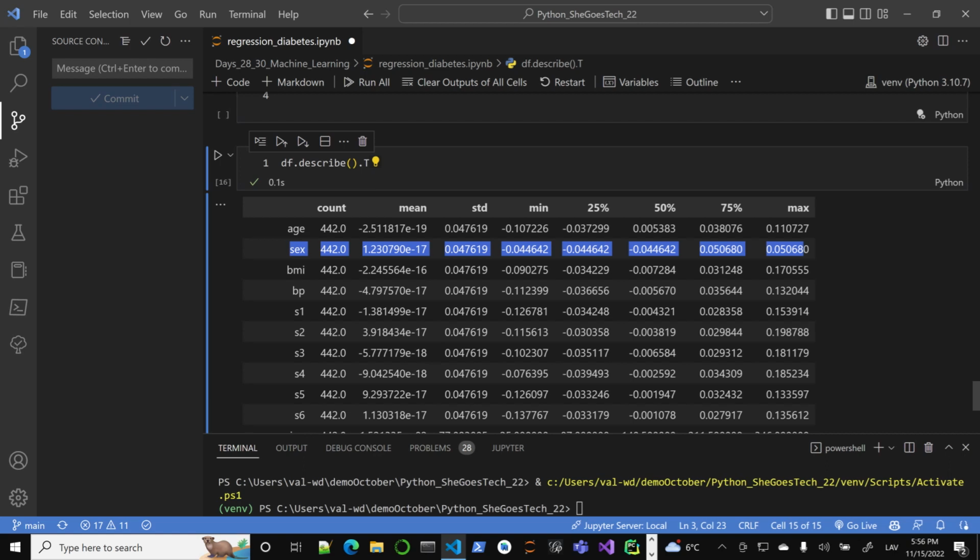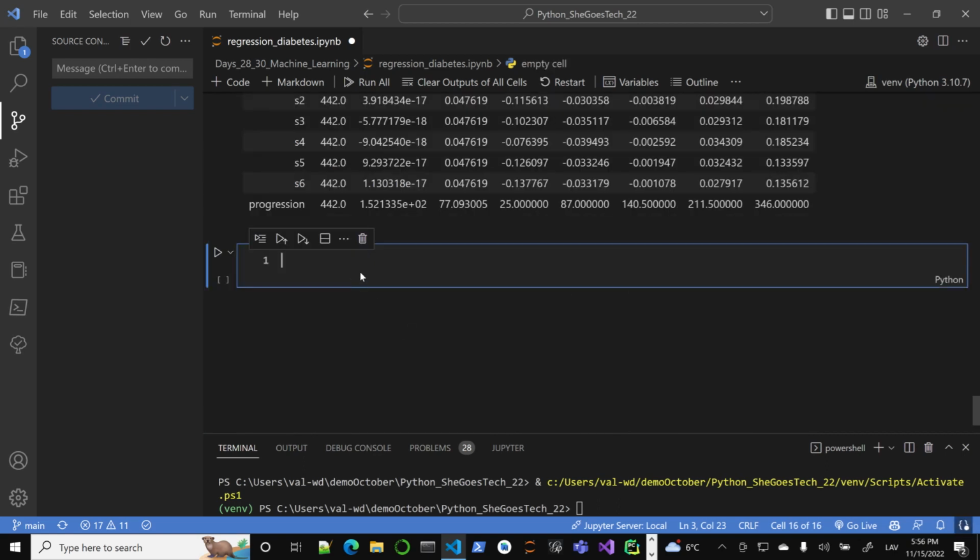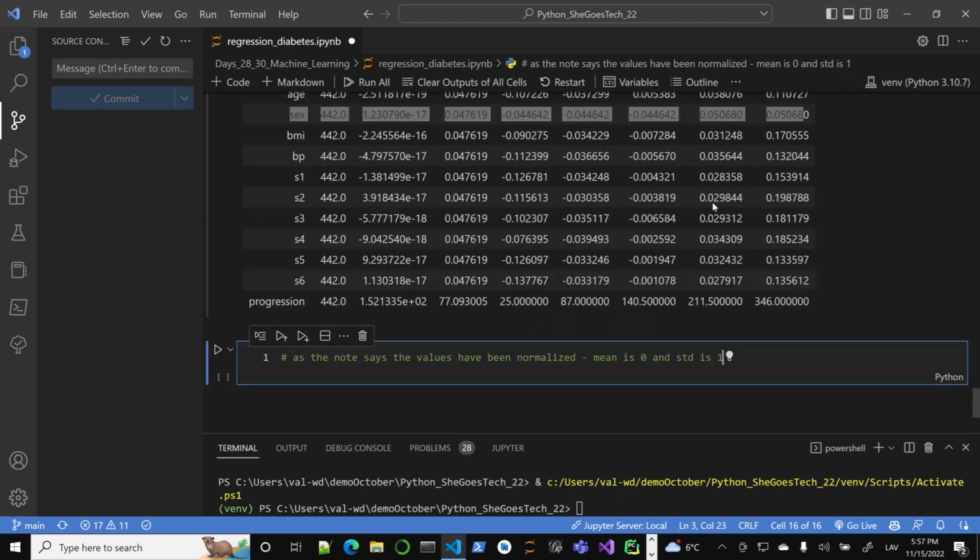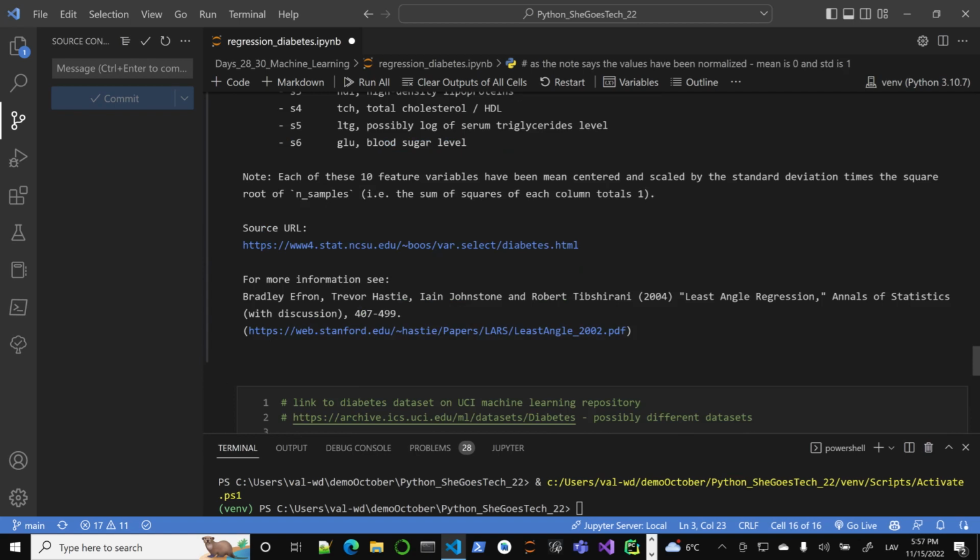Original values you can find in the original dataset if you look around, but as the note says, the values have been normalized. Mean is 0, standard deviation is 1, or actually it looks like maybe not 1. Well, possibly maybe 0.1. Let's check.